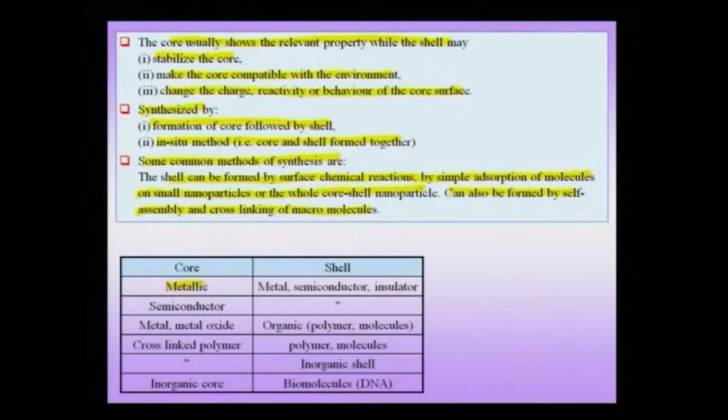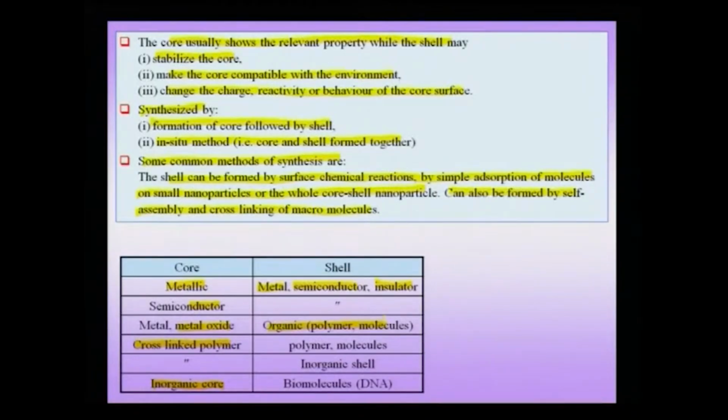Here they are listed below, some examples of shells around cores. Typically the core can be metallic, a semiconducting core, it can be metal oxide, a cross linked polymer or even an inorganic core, and the shell could, for instance, be a different metal on one metal, a semiconductor on a metal, or an insulator on a metal. Similarly, on a semiconducting core you could put a metal, semiconductor or an insulator, and on a metal or a metal oxide you could put an organic, which could be a polymer or a series of molecules around it.